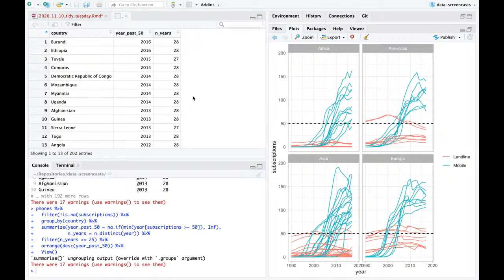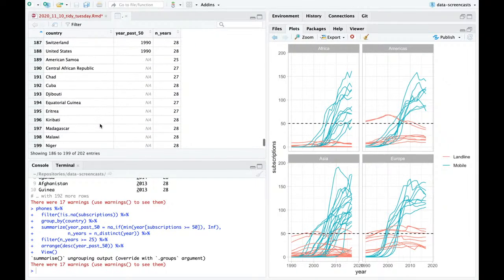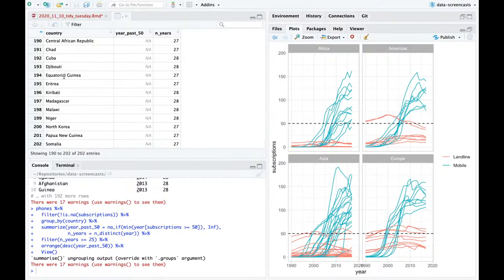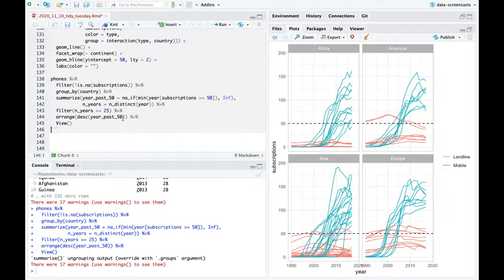So the question is like, when did it cross the 50% point? And there are some NAs that never crossed. So American Samoa never crossed, Equatorial Guinea never crossed. And also actually I'll do N, and I'll say peak year past 50 mobile. Peak mobile is max.